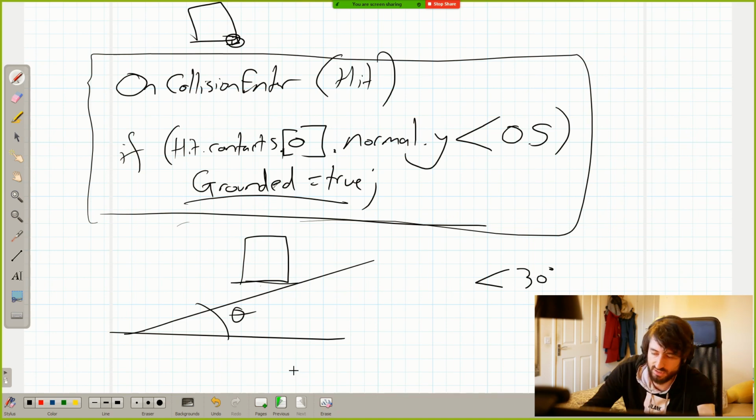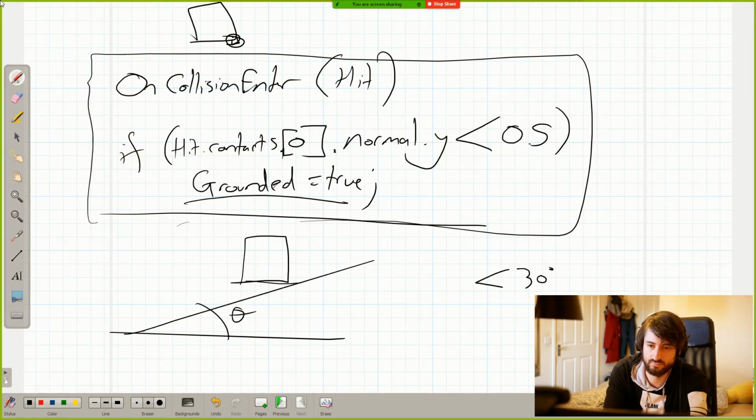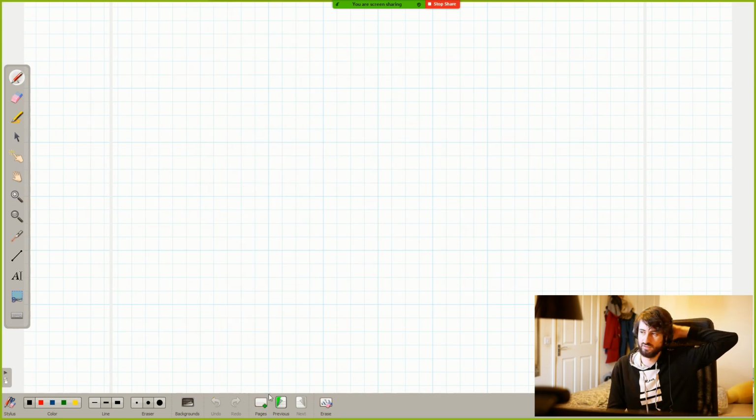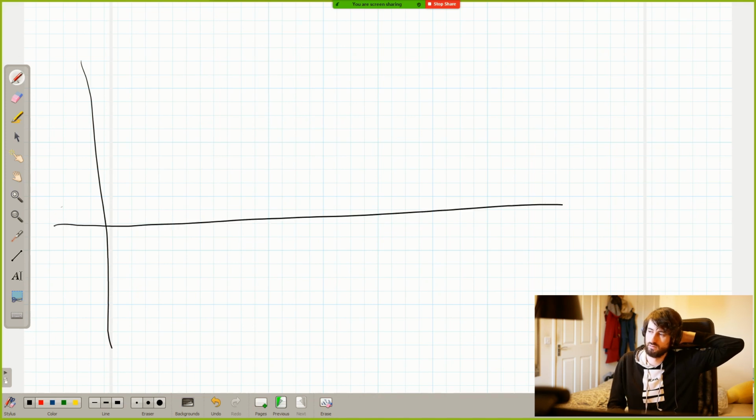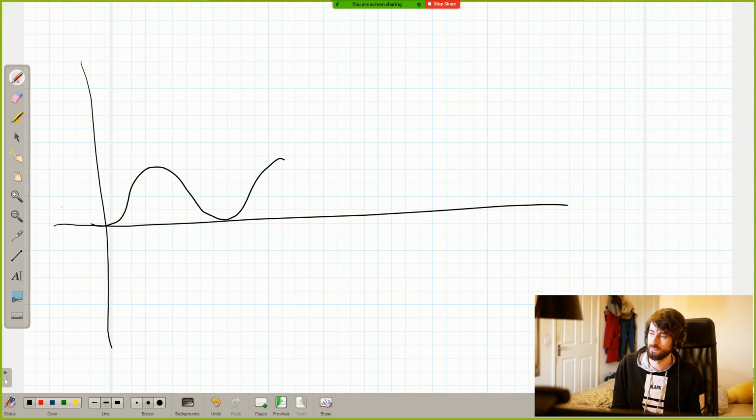Right, so now let's go in the engine. In fact, we can do one more little thing I want to show you. We were talking about sine squared before, right? And it looks like this.